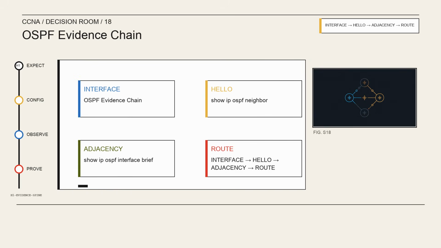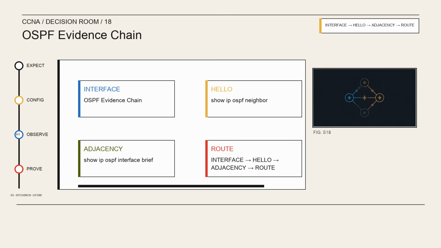Diagnose OSPF from evidence, not memory. Start with interface addressing and status. Check which interfaces run OSPF and which area they use. Inspect neighbor state. Then check network type, DR and BDR behavior where applicable, router ID, and learned routes.